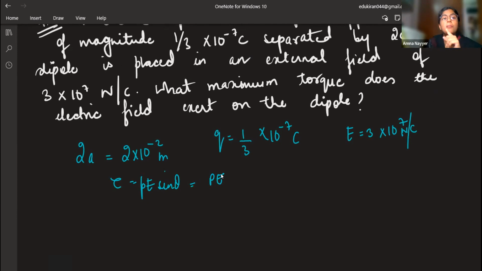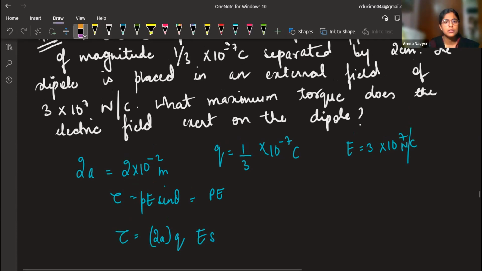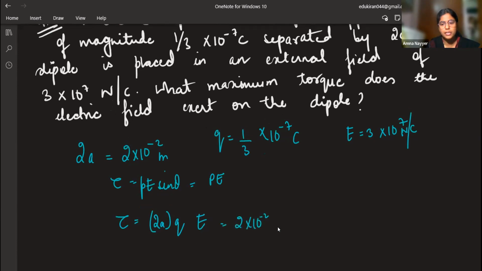That's how you have to apply all these topics in your questions. So just put in the values. Torque: dipole moment will be 2a multiplied by charge, into electric field. That's it. Not even need of sine theta. So just put in the values. This is going to be 2 into 10 to the power minus 2 into 1/3 into 10 to the power minus 7 into 3 into 10 to the power plus 7. So see, 3 gets cancelled, 10 to the power minus 7, 10 to the power plus 7. Answer is 0.02 Newton meter.